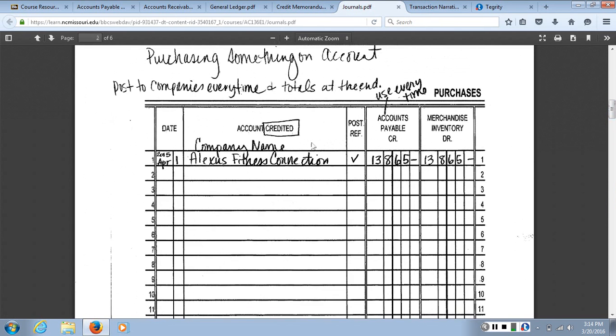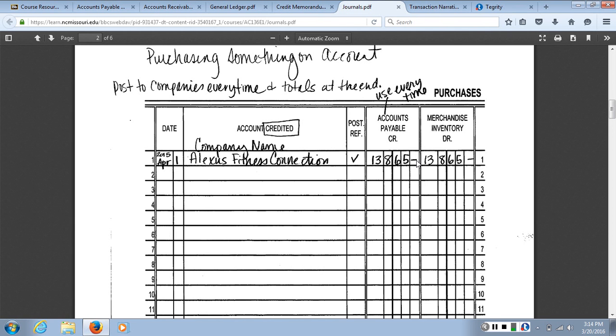Okay, so it was on April 1st. It was to Alexis Fitness Company, and we bought merchandise on account. So this is the on account column, and this is the merchandise. It'll take you a little while to get used to using those boxes, but you do need to be careful with those and make sure you get your numbers in there correctly. The little hyphen that you see, I just put those in the place of 00 for no change, just because I think that the less numbers I have to write, the better. And so that's what that's used for.